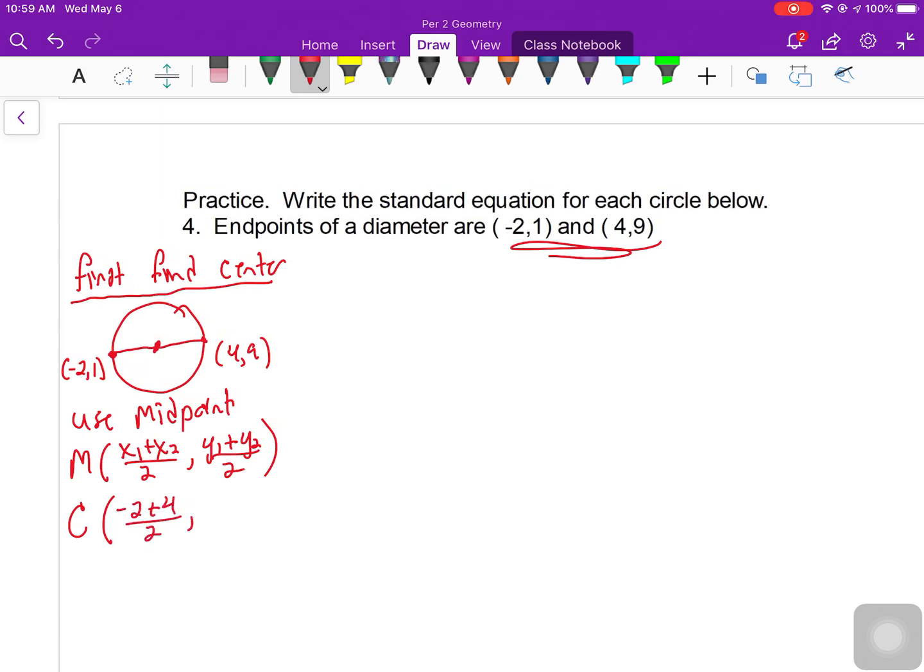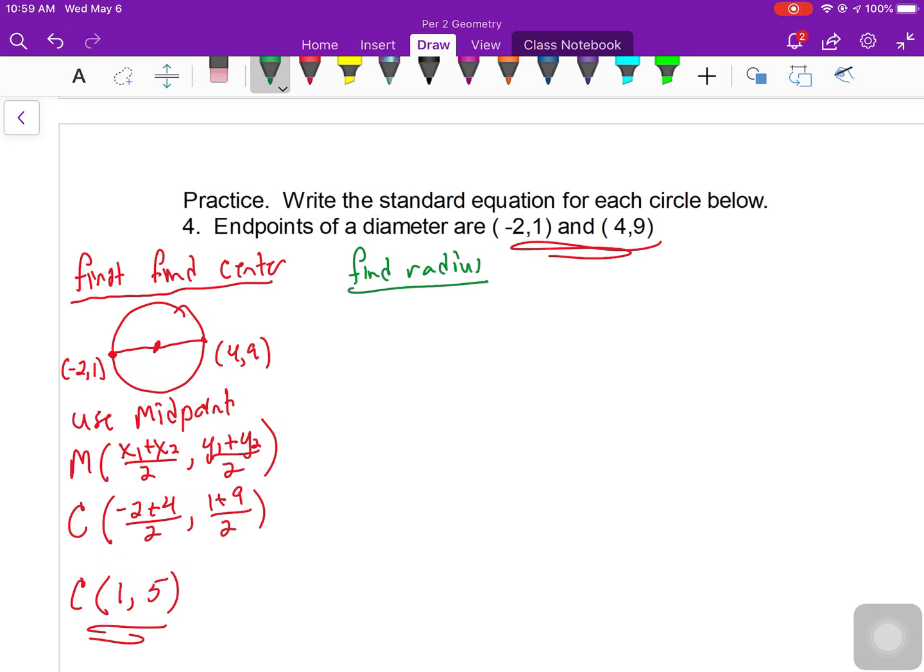So for our center, we're going to have to take negative 2 plus 4 divided by 2. That'll give us the x. And then 1 plus 9 divided by 2. That will give us the y. So our center, negative 2 plus 4 is 2. 2 divided by 2 is 1. 1 plus 9 is 10. 10 divided by 2 is 5. So we now have the center.